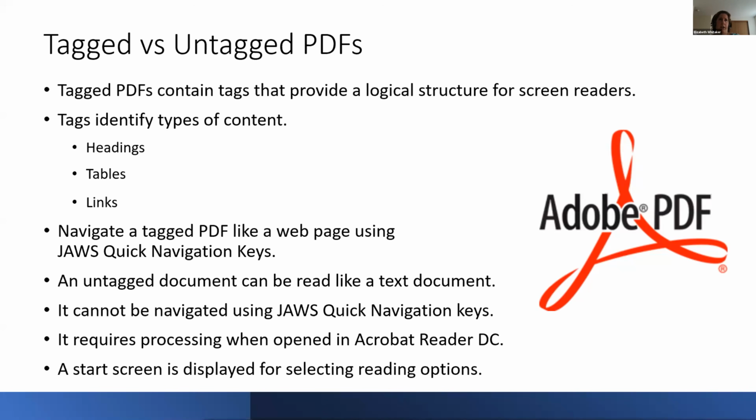And an untagged document can be read just like any other text document. You just won't have those tags. You won't be able to press H for headings and T for tables and things. Now, an untagged document will require processing when you open it in Acrobat Reader DC. So that's where it's going to come up with the start screen, and that start screen will display items that you can select, like your reading options. We'll show that here in just a second. So I'm going to go ahead and share my screen again with you.